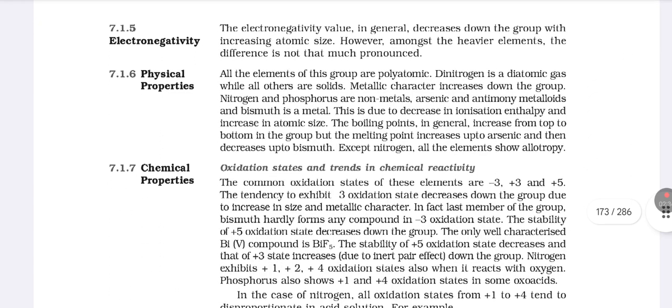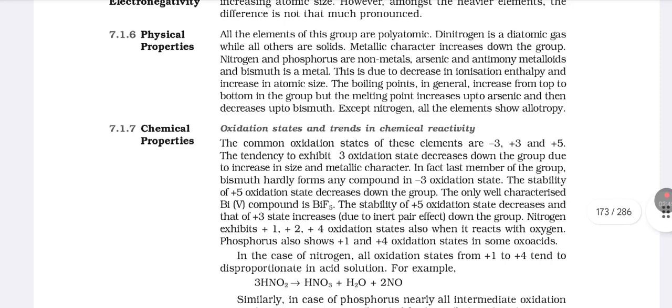Electronegativity. The electronegativity value in general decreases down the group with increasing atomic size. However, among the heavier elements, the difference is not that pronounced. Physical properties. All the elements of this group are polyatomic. Dinitrogen is a diatomic gas whereas all others are solid.